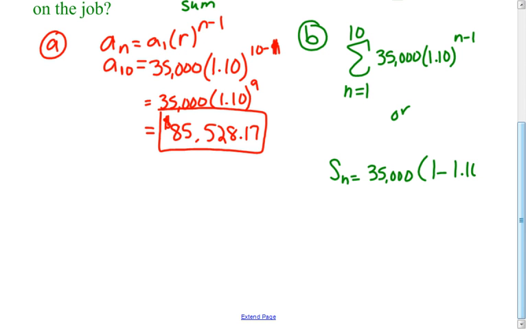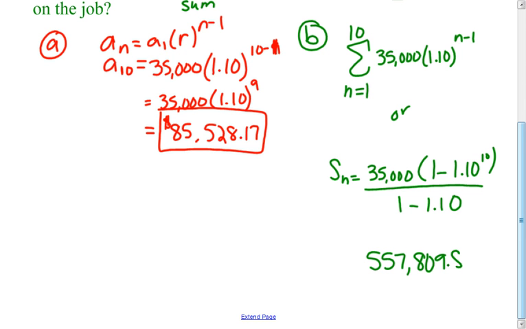1 minus your ratio again is 1.10 to the 10th power, all over 1 minus 1.10. Okay? Either way you do that, when you simplify that and you get that into your calculators, you should get $557,809.87. So I want you to hit pause and actually practice getting those in and making sure that your answer matches mine. Okay?